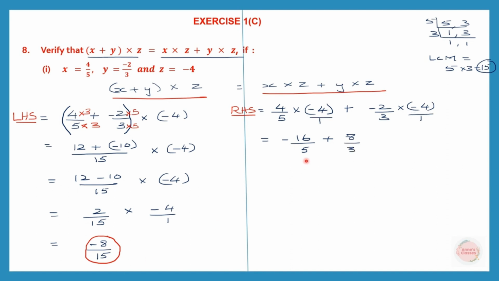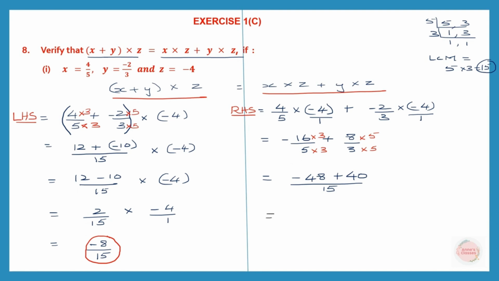Now let's look at these two rational numbers. We have to add them up. Denominators are different. We have to find the LCM of the denominators, which is already found here, and it is 15. So let's use that. So this is 15. And let's look at the first rational number. Minus 16 by 5. 5 into 3 is 15. So multiply minus 16 into 3, which is minus 48. Plus, go to the next one. 8 by 3. 3 into 5 is 15. So let's write that. 3 5s are 15. So multiply 8 also by 5. 8 5s are 40.